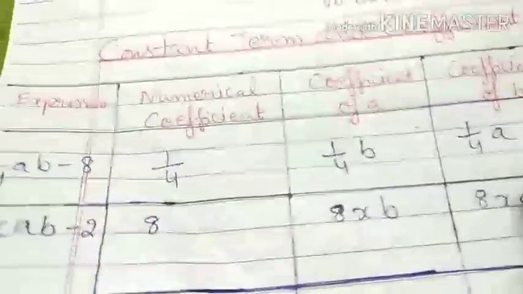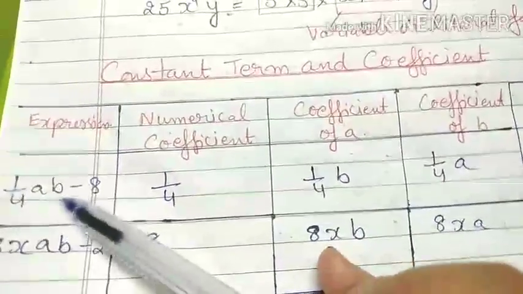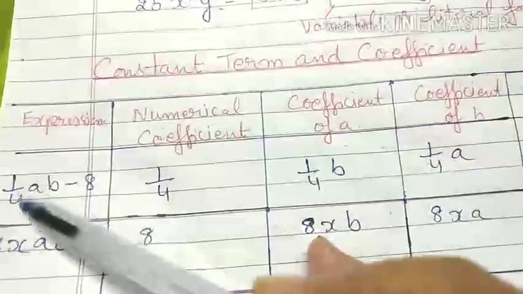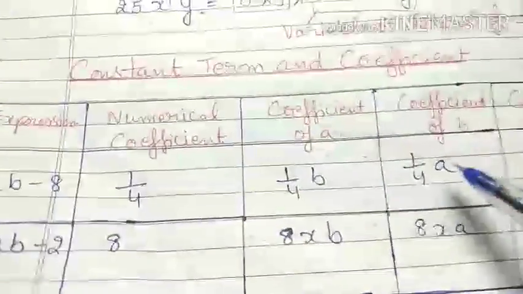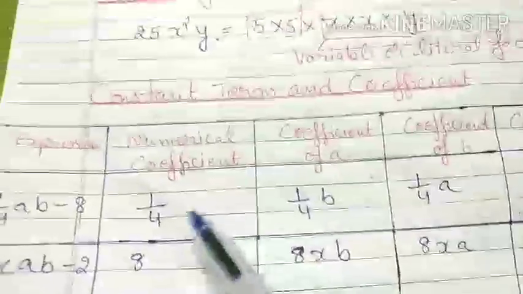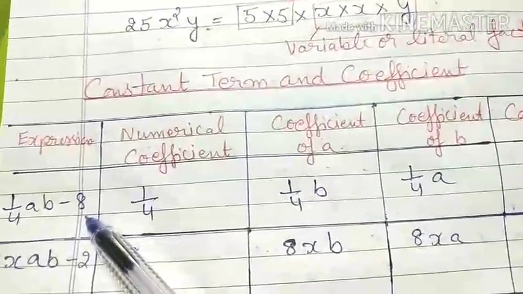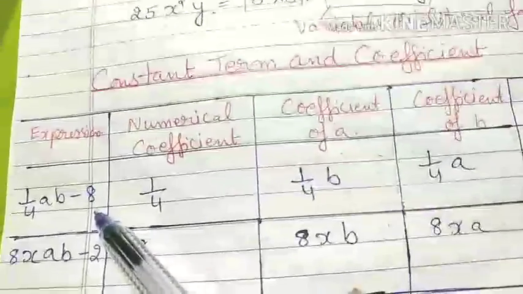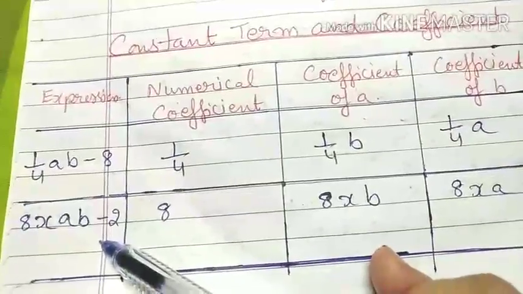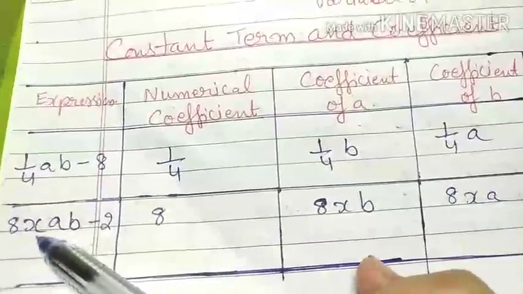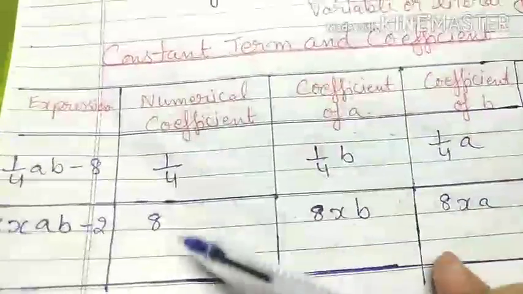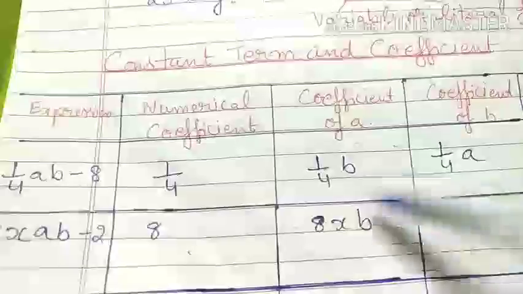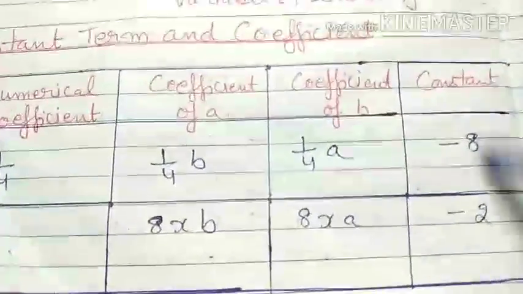Similarly, for the coefficient of B, you ignore the B variable and whatever is left, 1 by 4A, is considered the coefficient of B. A constant term is a term that does not accompany any variable. One more example: if I have the term 8xab minus 2, the numerical coefficient is 8, the coefficient of A is 8xb, the coefficient of B is 8xa, and the constant term is minus 2.